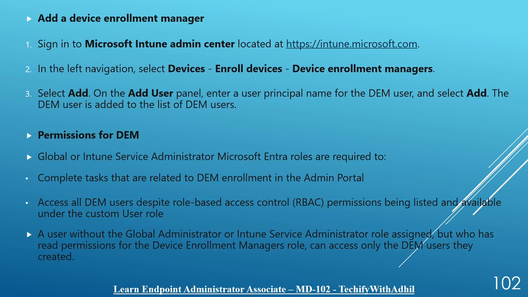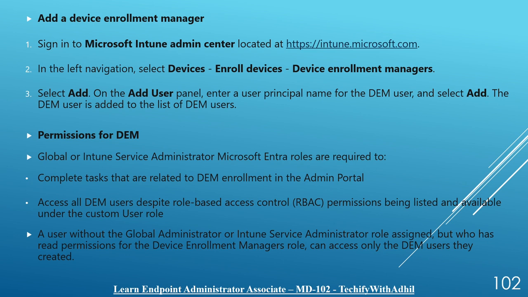So the steps are like this. We have to sign into the Microsoft Intune Admin Center. Then under Devices, Enroll devices, there will be the option Device Enrollment Managers. So select it and add user panel. Then enter the user principal name for the DEM user and select add. So then the DEM user is added to the list of DEM users.